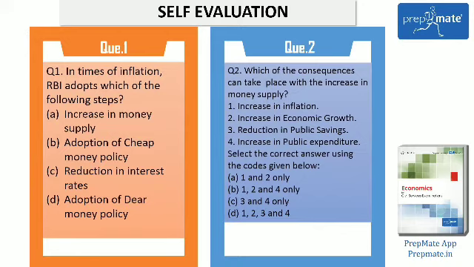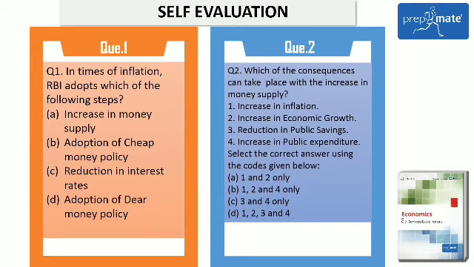Increase in money supply increases investment and thus causes economic growth. Statement 3 is incorrect. Increase in money supply increases public savings. The statement 4 is correct. Increase in money supply leads to increase in expenditure. Thus, option B is the correct answer.